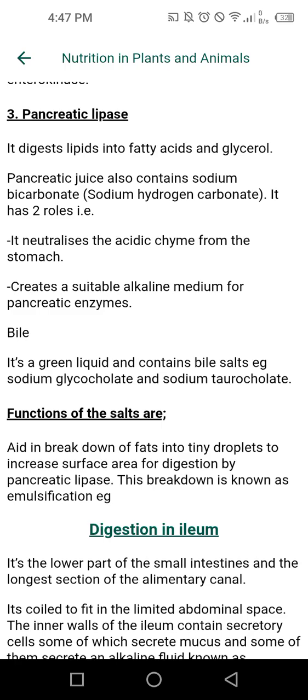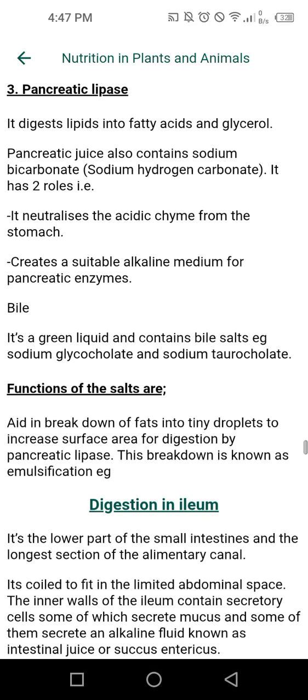Pancreatic juice also contains sodium bicarbonate, sodium hydrogen carbonate. It has 2 roles, i.e. it neutralizes the acidic chyme from the stomach, and creates a suitable alkaline medium for pancreatic enzymes. Bile. It's a green liquid and contains bile salts, e.g., sodium glycocholate and sodium taurocholate. Functions of the salts are: aid in breakdown of fats into tiny droplets to increase surface area for digestion by pancreatic lipase. This breakdown is known as emulsification.